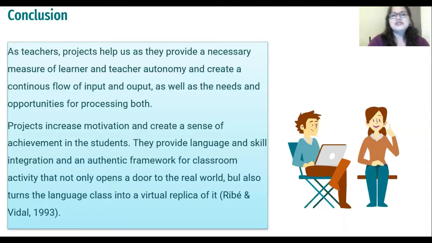As a conclusion, teacher projects help us. They provide a necessary measure of learner and teacher autonomy and create a continuous flow of input and output, as well as the needs and opportunities of processing both. Projects increase motivation and create a sense of achievement in the students. They provide language and skill integration and an authentic framework for classroom activity that not only opens a door to the real world, but also turns the language class into a virtual replica of it.